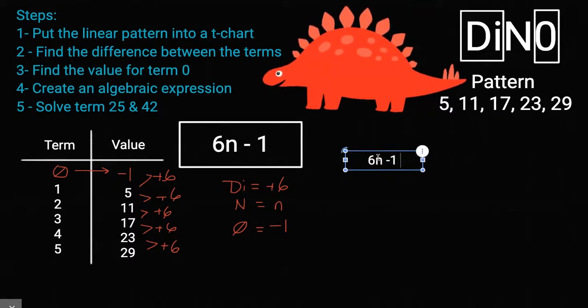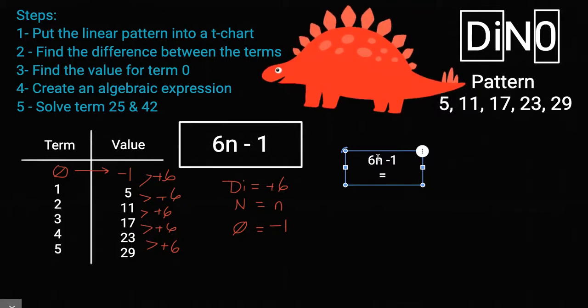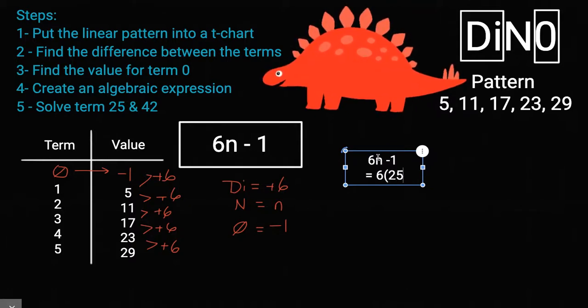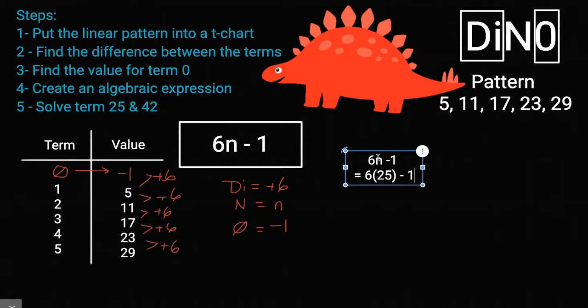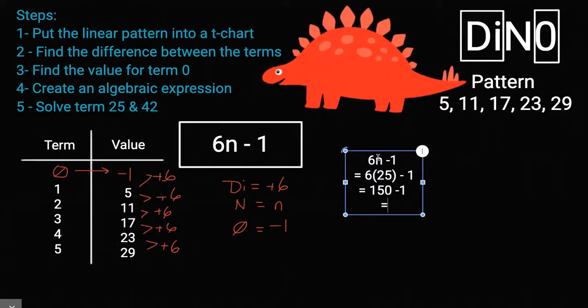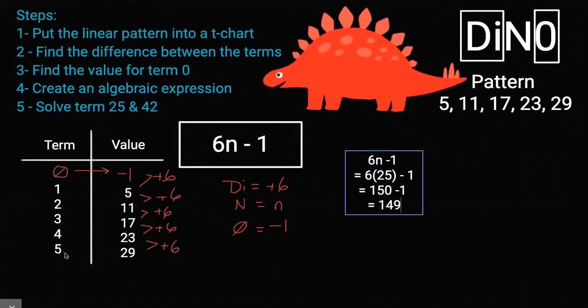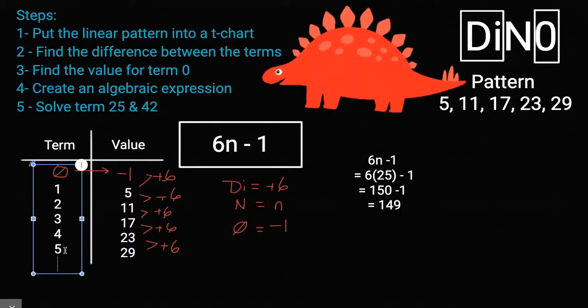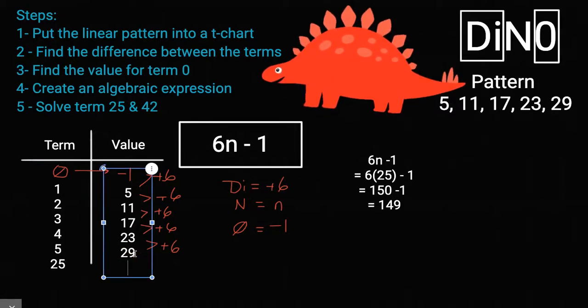That is 6n minus 1. It is equal to 6n times the term we are looking for, which is 25, minus 1. 6 times 25 is 150 minus 1. That is equal to 149. So I know that when my term is 25, my value will be 149.